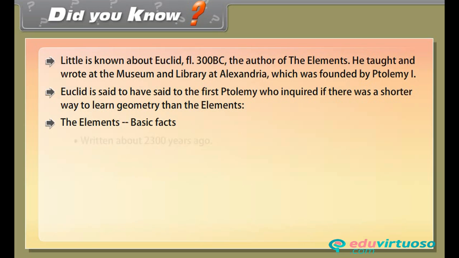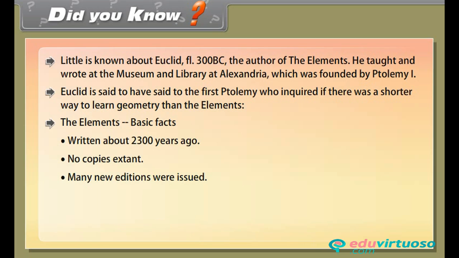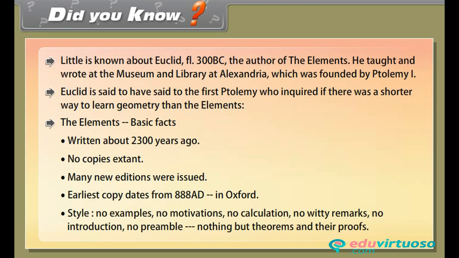The Elements. Basic facts. Written about 2300 years ago. No original copies extant. Many new editions were issued. The earliest copy dates from 888 AD in Oxford. Style: no examples, no motivations, no calculations, no witty remarks, no introduction, no preamble, nothing but theorems and their proofs.